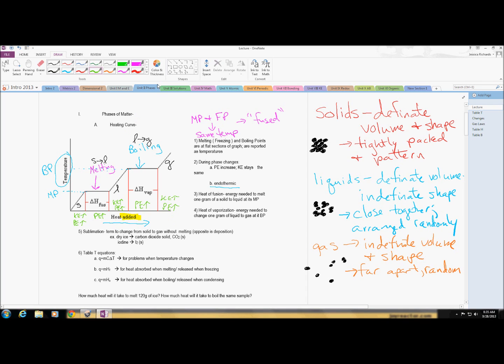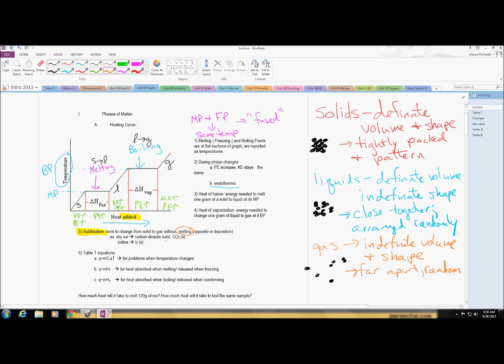One last phase change that you will be asked to know is sublimation. Their particles hit the surface very hard all of the time, and it's very easy for them to turn into a gas. These have such high vapor pressures that they will go straight to a gas without melting. So they're not going to turn into a liquid. There's two that you need to know.